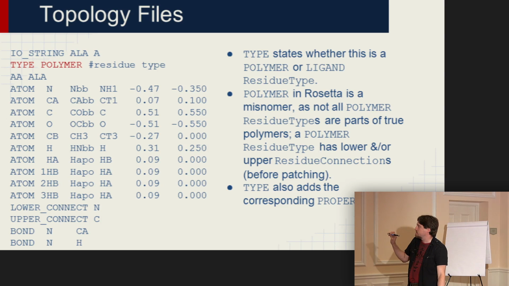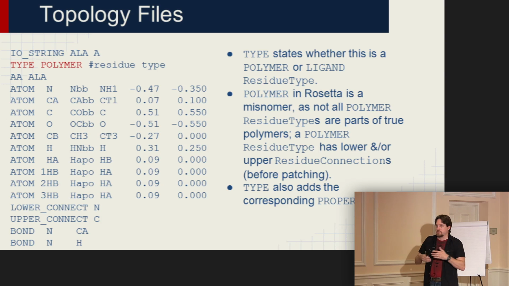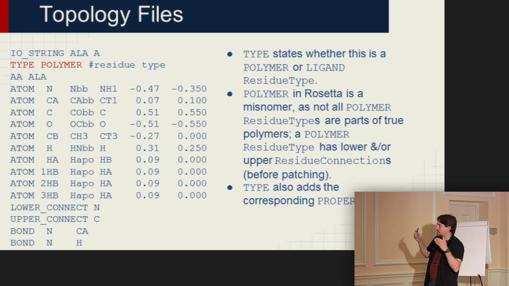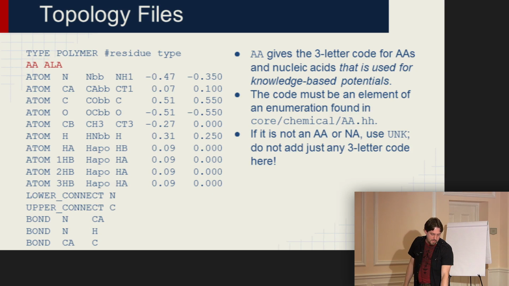Type polymer is one of 2 options. You can also have ligand there. And this is sort of a misnomer because not all polymer residue types are actually part of polymers. They could be part of oligomers or such. But what we call a polymer in Rosetta is anything that has a lower and or upper residue connection. I think Andrew mentioned a residue connection really briefly before, but it's a special class that tells you how to connect to the previous or the following residue. So if your residue type has connections to other residues, then it is considered a type polymer. Otherwise, it's type ligand.